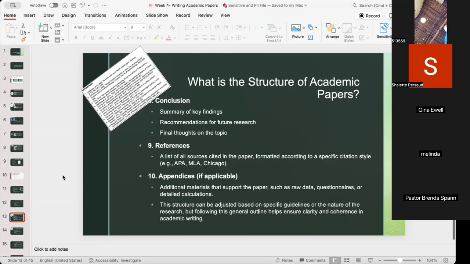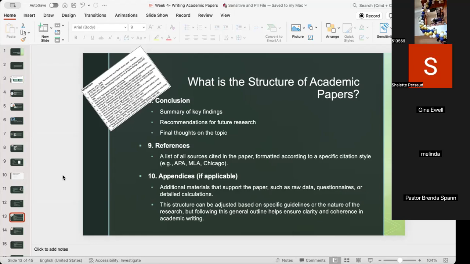Okay, then we of course need to have a conclusion, which is a summary of our findings, the research that you've done. You want to summarize it and make it so that it makes sense to the average person. You also want to make some recommendations for possible new research that could be done. And your final thoughts then on how you feel about it, how it moved you, what it did for you.